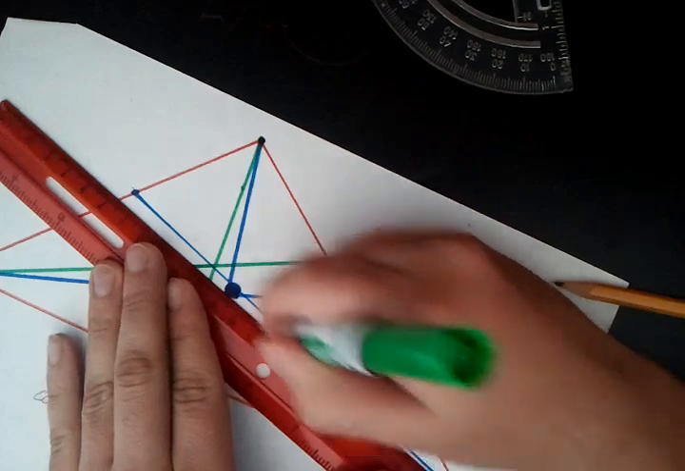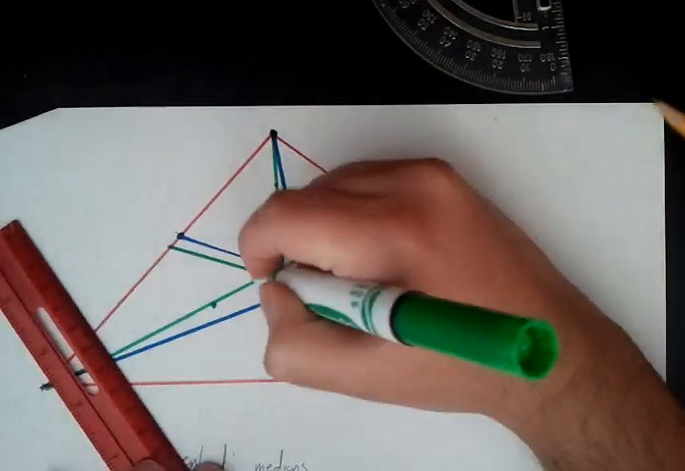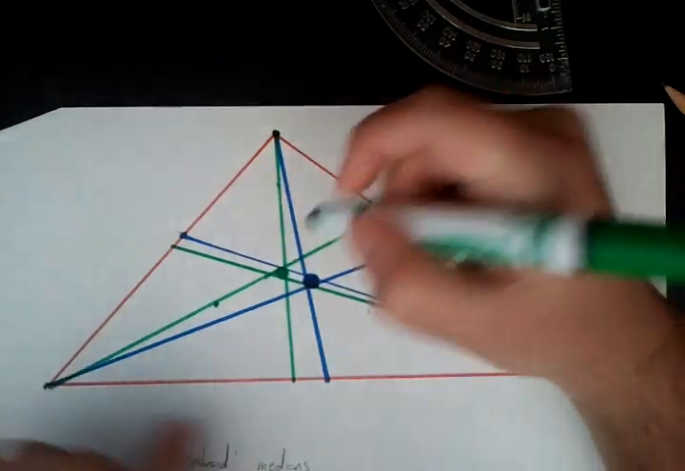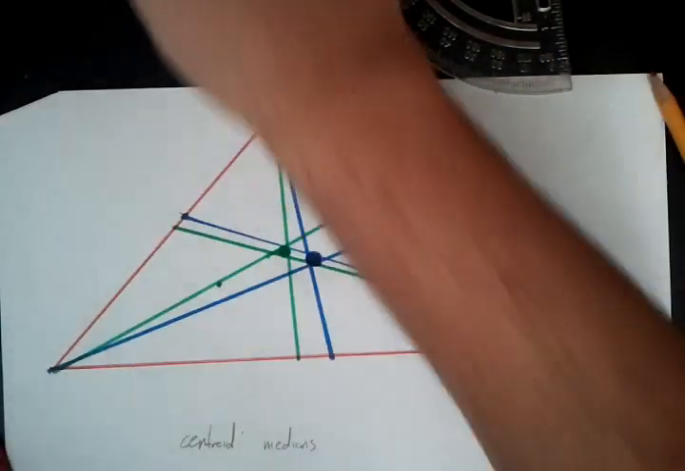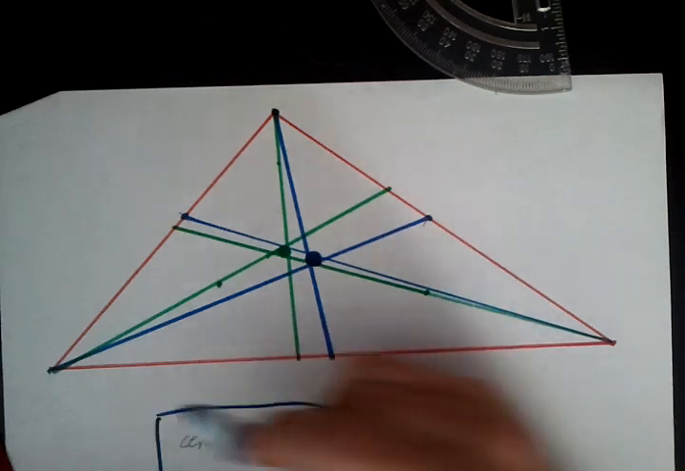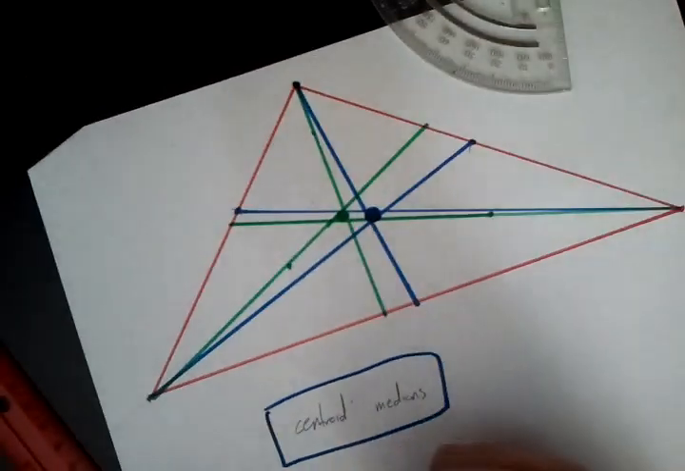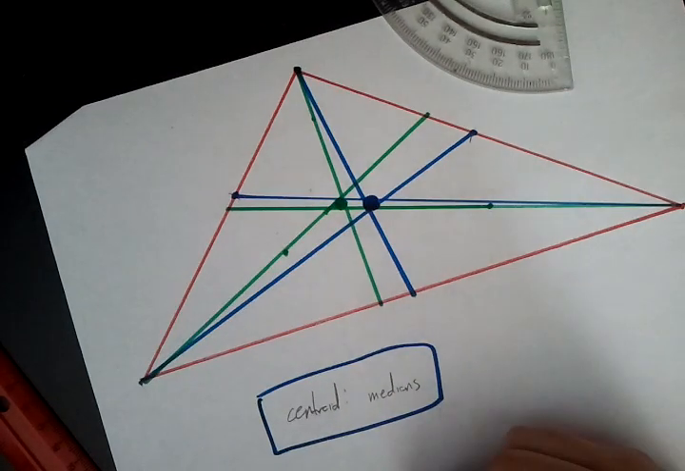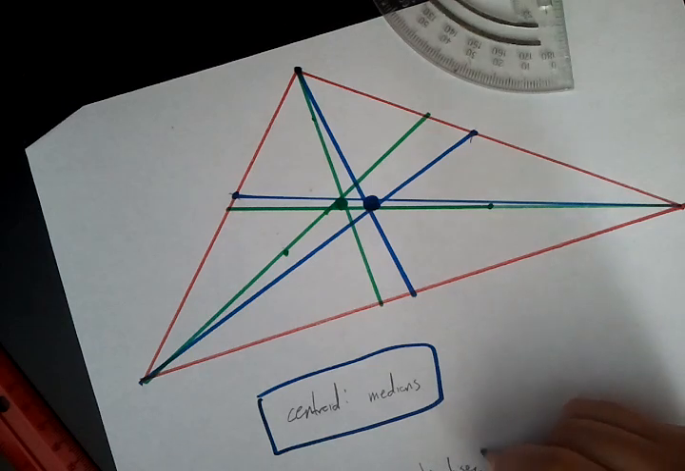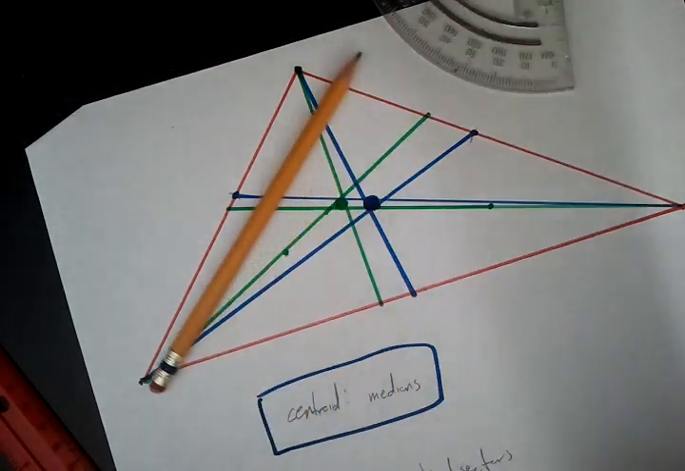Remember, these are the bisectors of each angle, and they all should meet in one point again. These are approximations, of course, and that's called the incenter. So I'm going to color code this. The incenter is the point where they meet, and that's the angle bisectors.